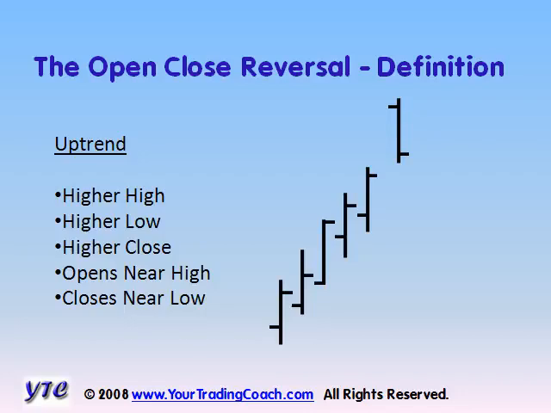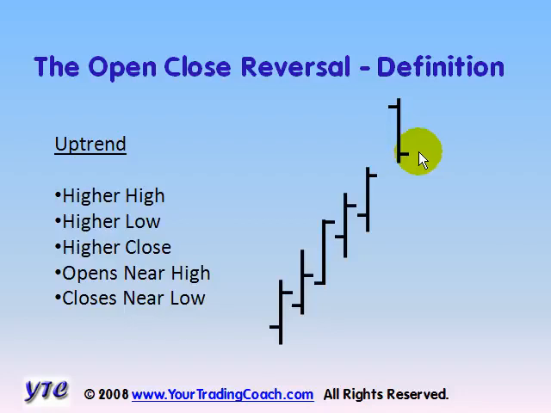The open-close reversal has a higher high. So the high on the price bar here is higher than the previous high down here. It also has a higher low. So the low point on the price bar here is higher than the previous low point here. And it has a higher close. So just like with the highs and lows, the close here is above the previous close here. Now the price bar also opens up near the high and it closes down near the low.